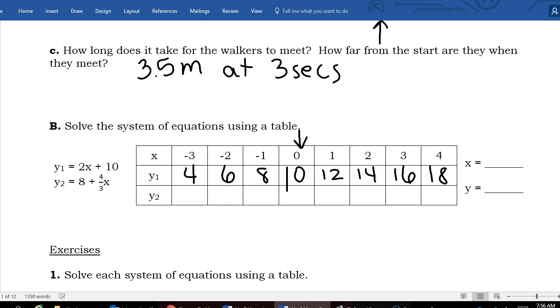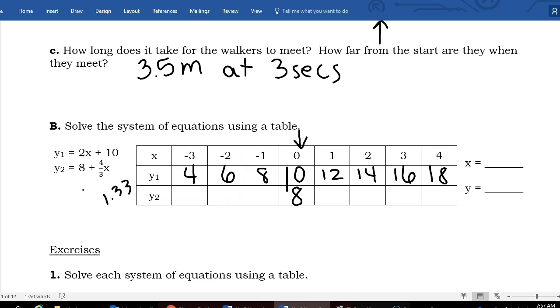My y2 starting value is 8. This is in the a plus bx form. So 8 is my lone number. That's my start. Not the 4/3, that's the rate of change. Wherever the x is, that's how much it changes by. Now 4/3 is kind of a funky number. If you know fractions to decimals, it's approximately 1.33.